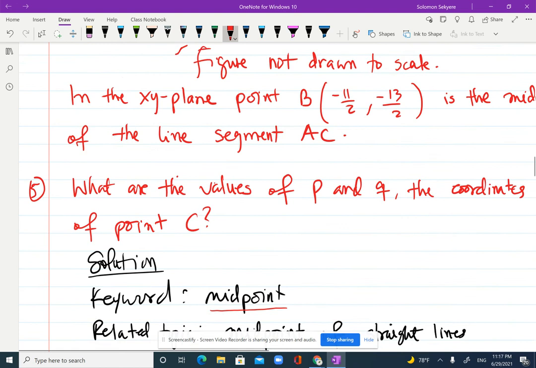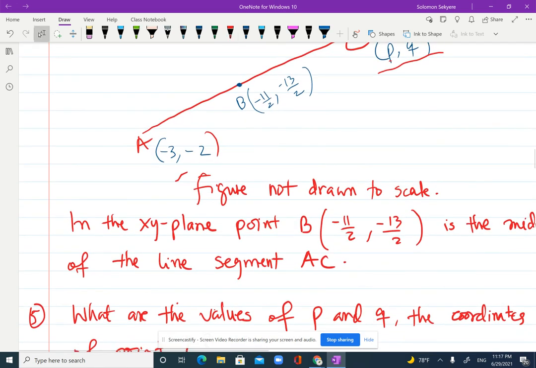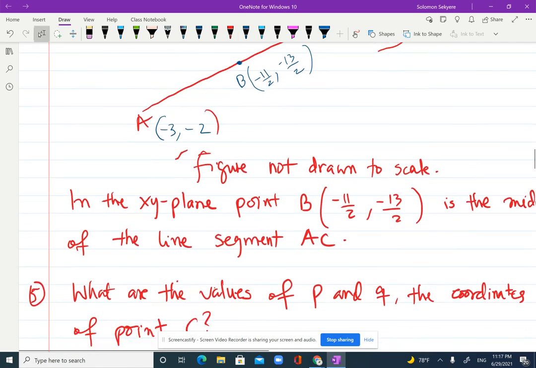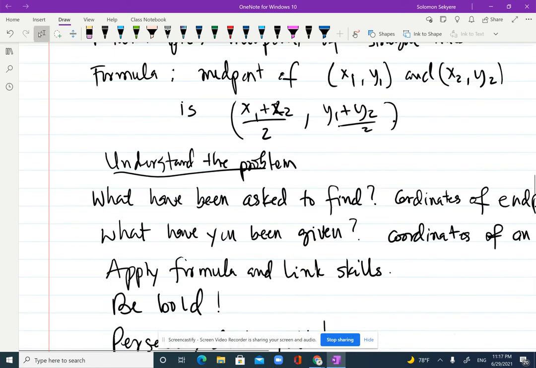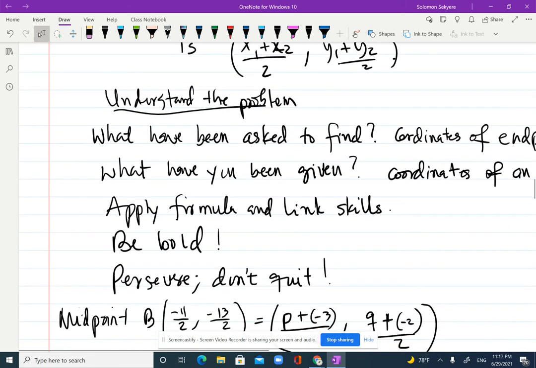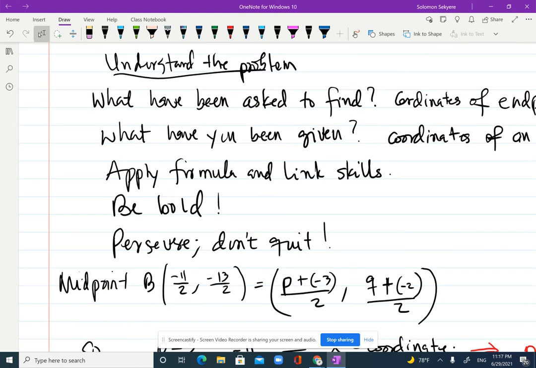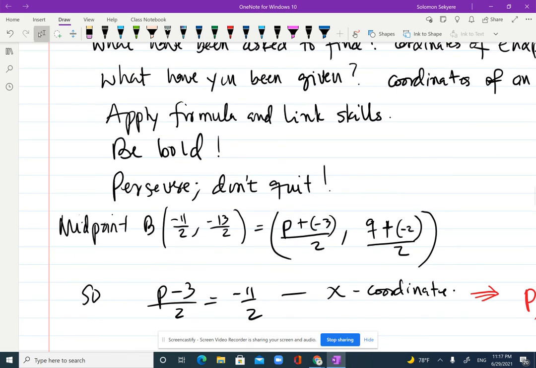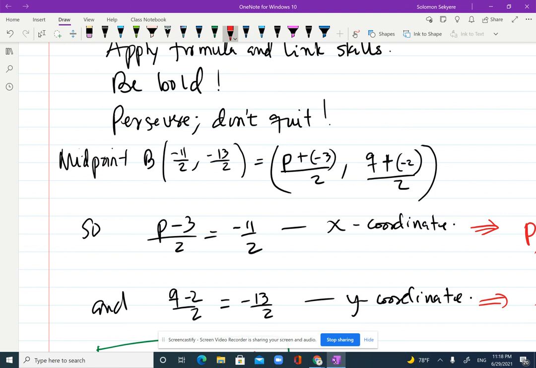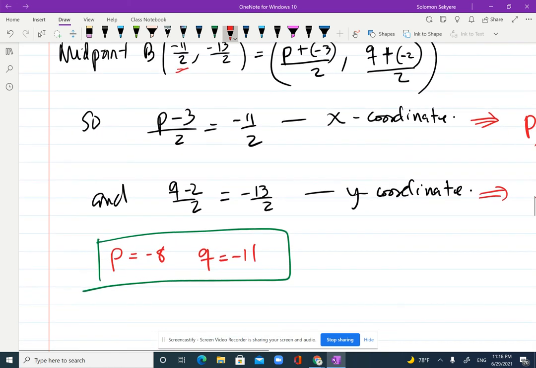Then you ask yourself, how did we figure out the midpoint? How did we figure out the x coordinate and the y coordinate? Apply it. The x coordinate is the addition of the endpoints divided by 2, and the y coordinate is the addition of the endpoints divided by 2. So this endpoint here, P plus -2 should give you the x coordinate, and this one here should give you the y coordinate.